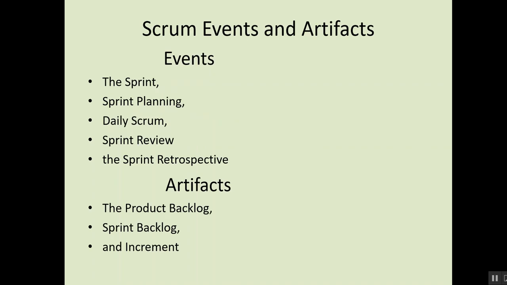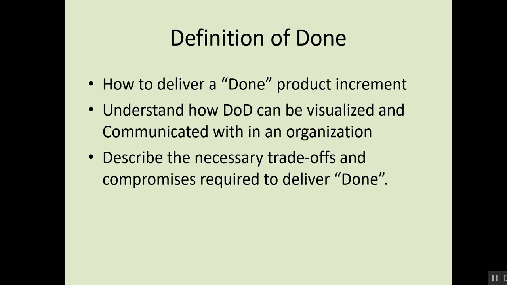Moving on to the next topic, the Scrum events and artifacts. We have 5 events and 3 artifacts. The Professional Scrum Trainer makes sure he goes through all the 5 events and explains them clearly so that they have a good understanding based on the Scrum Guide. The Scrum events are the sprint, sprint planning, the daily Scrum, the sprint review, and the sprint retrospective. Moving on to the artifacts, we have 3 artifacts: the product backlog, sprint backlog, and the product increment.